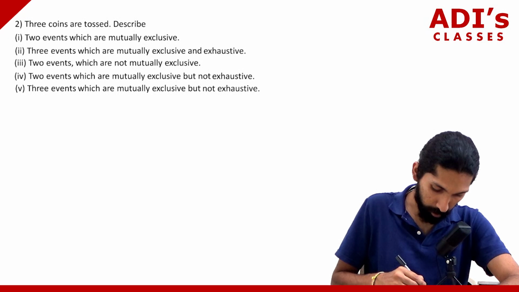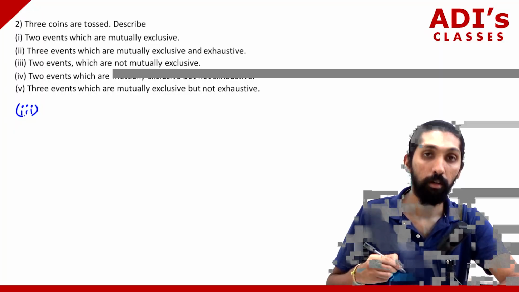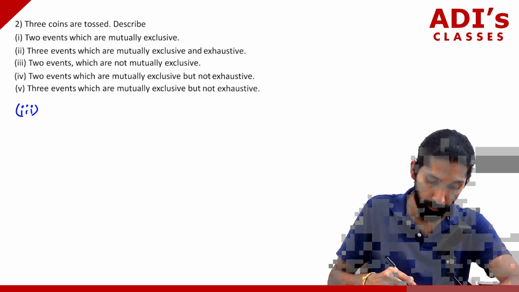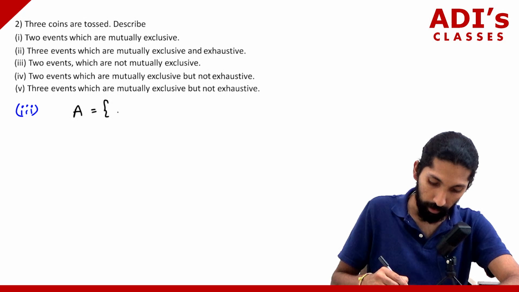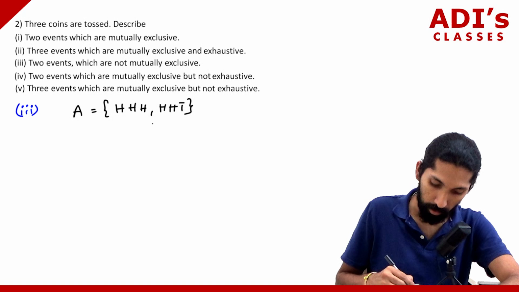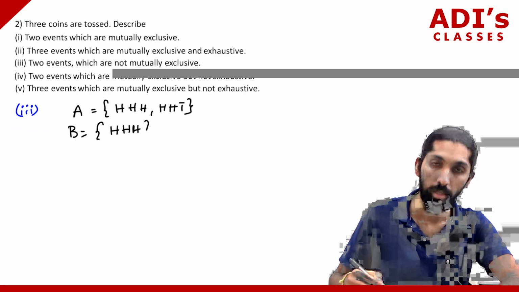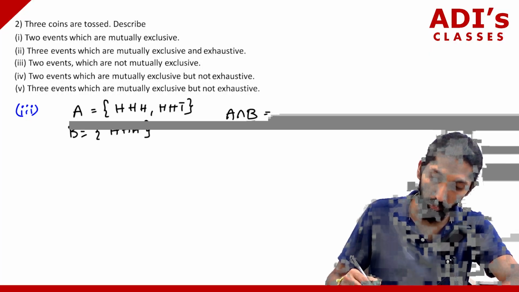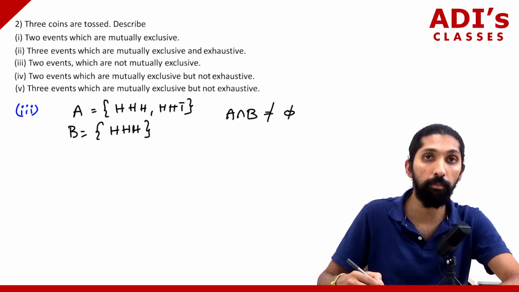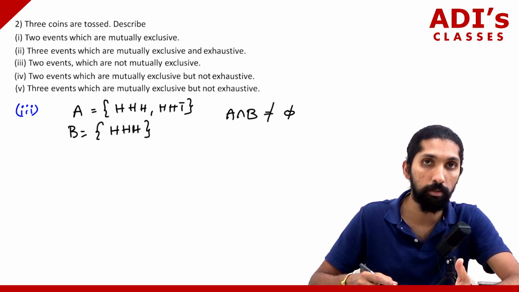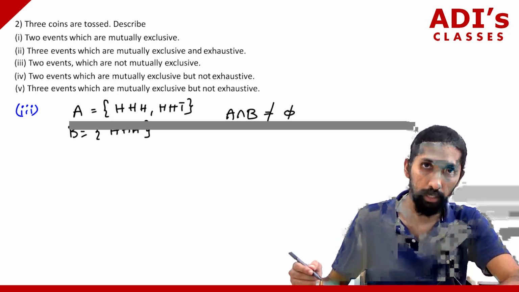See, for the third sub question, see what we can do. You can take 2 events. Say A is HHH, HHT. And let's take B to be HHH. Now A intersection B is not equal to null set, isn't it? We have a common element HHH. So we got two events which are not mutually exclusive to each other. Very, very simple, isn't it?